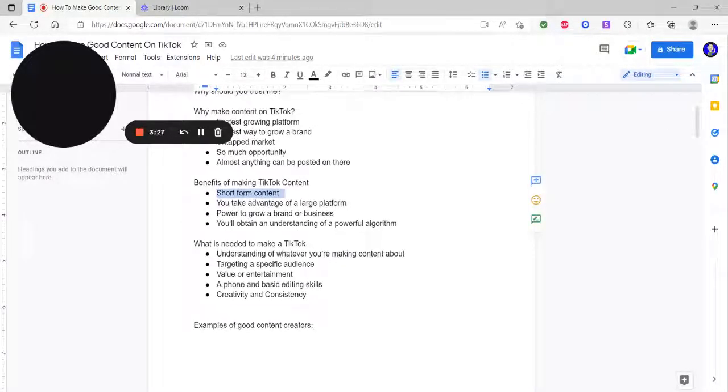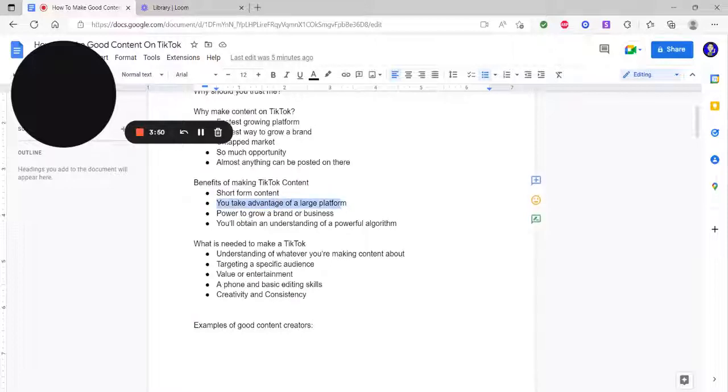Short form content. That gets the clicks, that gets the views. Whether it's 7 seconds or 15 seconds, heck, even a minute. It's short form content. It gets the people going. It intrigues the person, but of course, as long as you do it right. And at the end of the day, short form content is going to be the future of content creation.